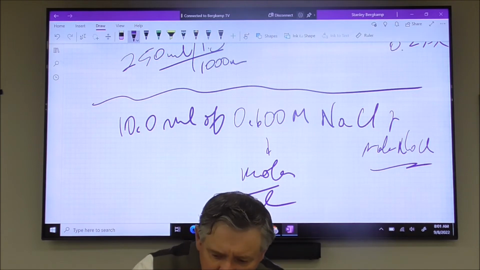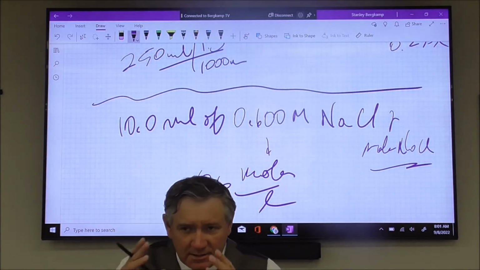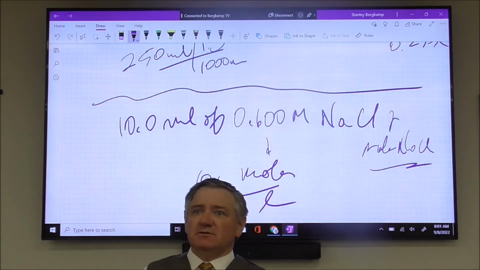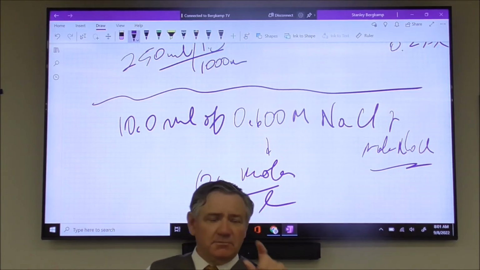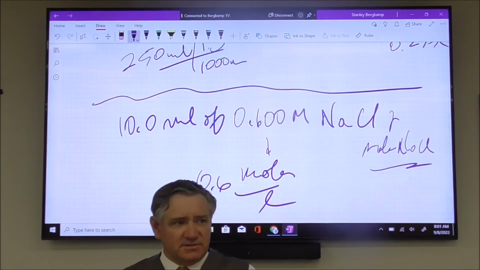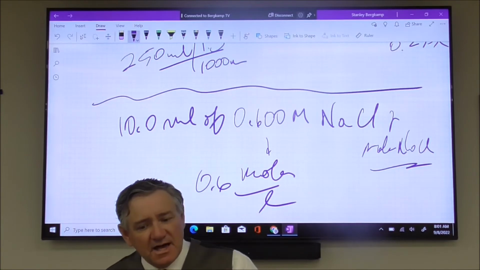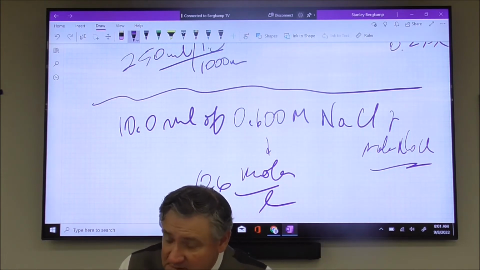Now, here's the deal, and think this through. If I gave Parker an entire liter of this stuff, he would have 0.6 moles. Okay? We don't have an entire liter of it. I'm only going to give him like 10 milliliters of this stuff. This is a very small amount. So I'm going to have a lot less than 0.6 moles, because again, that's what that number means.